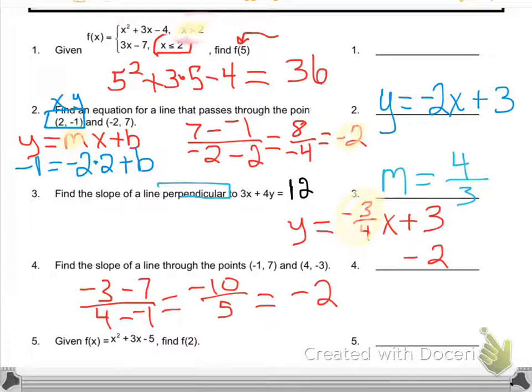Number 5. Given f of x equals x squared plus 3x minus 5, find f of 2. All you're going to do is come on in, and you are going to replace any x value that you have with 2. So every x value here gets replaced with 2. I end up with 2 squared plus 3 times 2 minus 5. And when you do the math, you get 4 plus 6 is 10. 10 minus 5 is 5. Again, pause as I am moving on to the next page if you need to write.